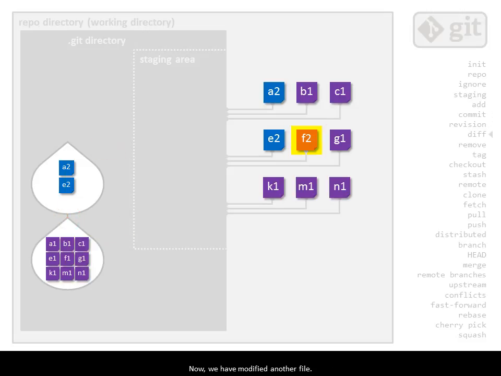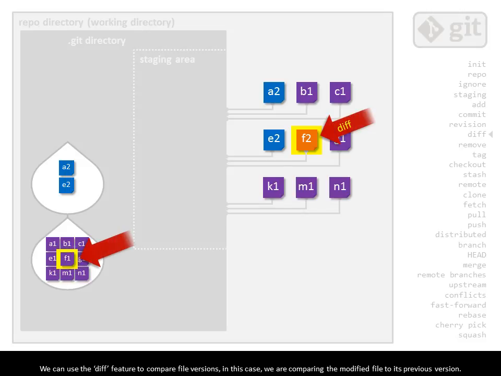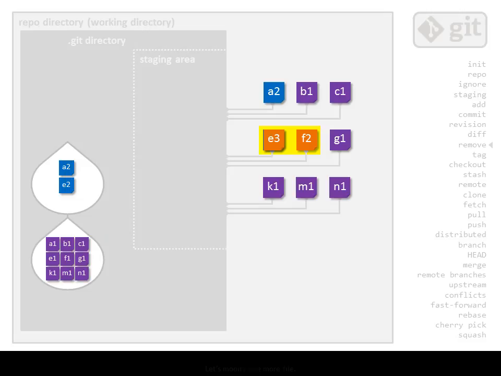Now, we have modified another file. We can use the diff feature to compare file versions. In this case, we are comparing the modified file to its previous version. Let's modify one more file. Let's delete this file as well.